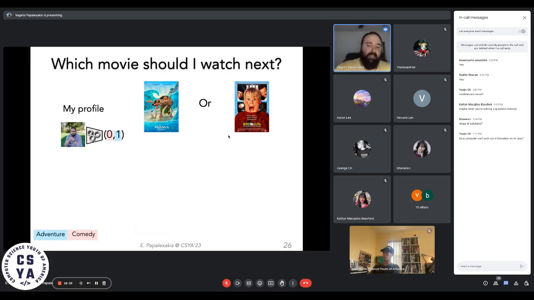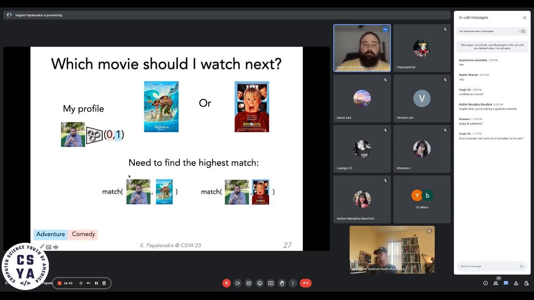So let's say that's basically how Netflix is going to decide which movie to show me next. My profile is 0% comedy, 100% adventure. And we want to see whether we should watch Moana or Home Alone 1. We need to see how good of a match Moana is to me and how good of a match Home Alone is to me.